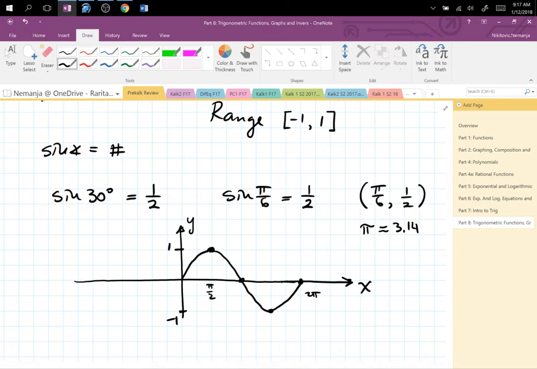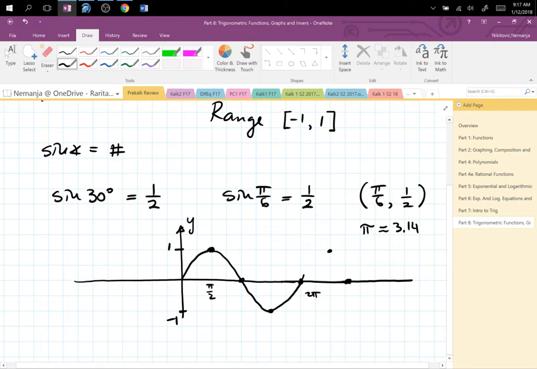Now, the graph doesn't stop here. We know that it's an infinite domain, which means that this wave will repeat itself infinitely many times to the left and to the right, and it will continue on and on and on forever.